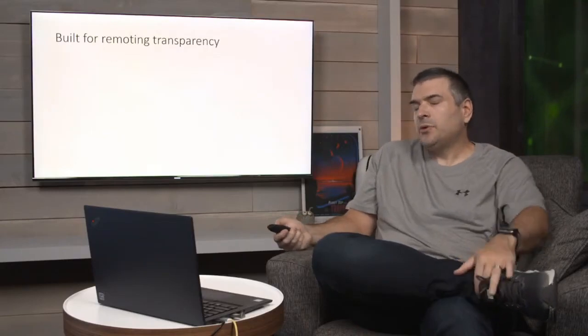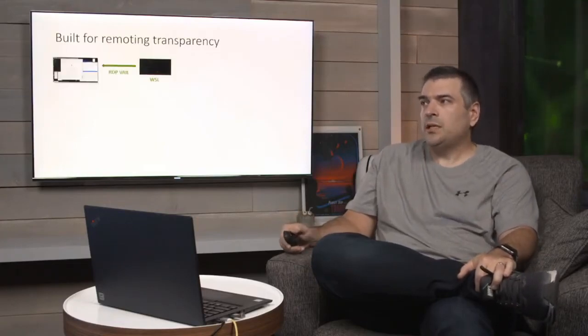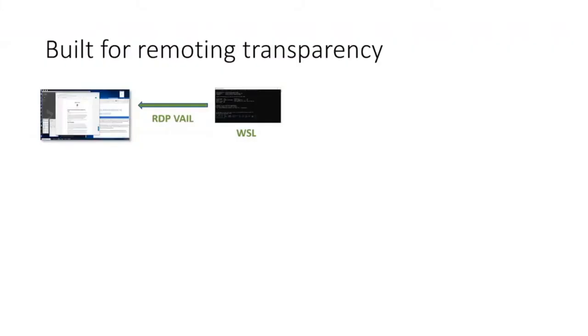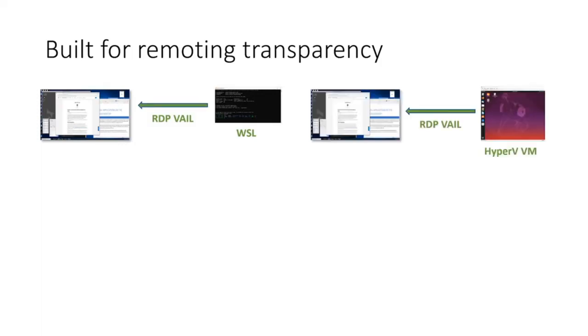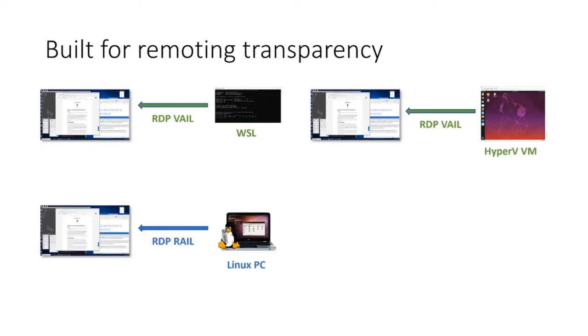So the thing that's important to realize is that we built this for remoting transparency, and we did not build this specifically for WSL. Yes, we're running Weston inside WSL, and in this case, we're vailing the applications out and integrating them into the desktop. But it's not specific to WSL. You can, for example, spawn a Hyper-V VM, run Weston in it, and you'll be able to vail out of that VM as well back onto Windows. But if you want, you can also just run Weston on a Linux PC.